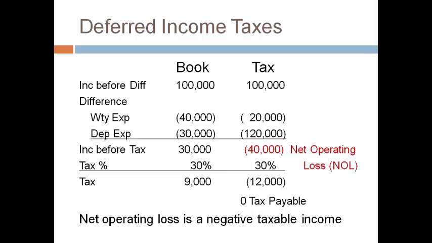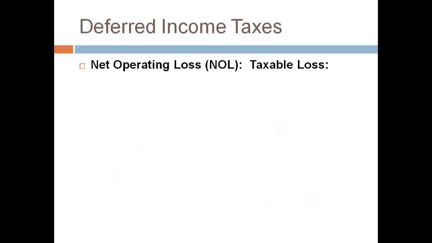Tax payable is zero when a company has negative taxable income. The IRS allows a company to use this loss to offset past income or to offset future income. An offset to income earned in the past 2 years is called a carryback.